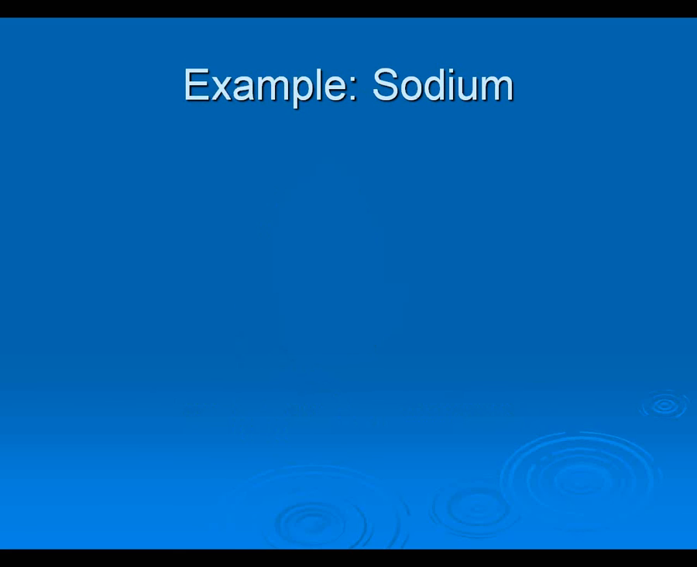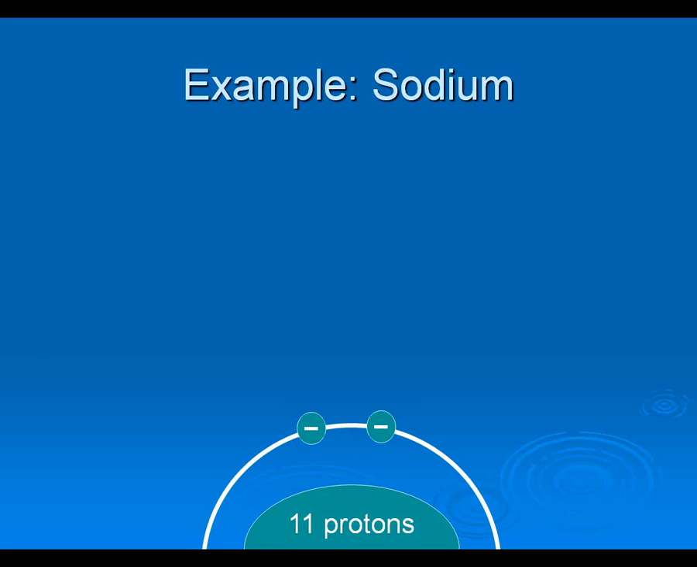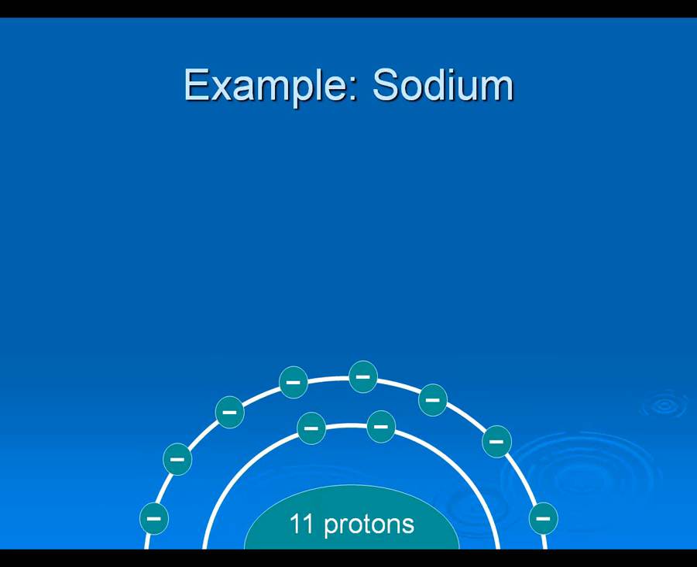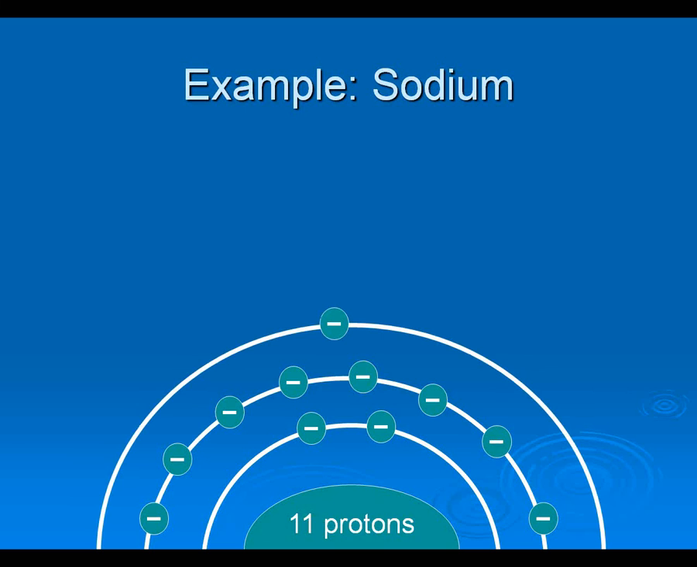So here's an example of sodium. It has 11 protons in its nucleus. Its atomic number would be 11. The first energy level has 2 electrons, and it's filled. The second energy level can hold up to 8, and then that's filled up. So sodium has a total of 11 electrons. So the first layer has 2, the second layer has 8, and the third layer has just 1 valence electron.